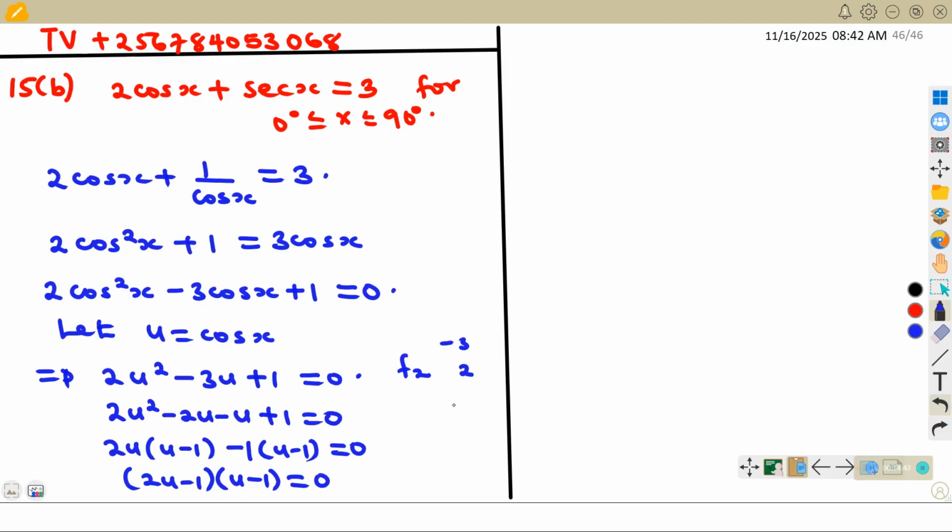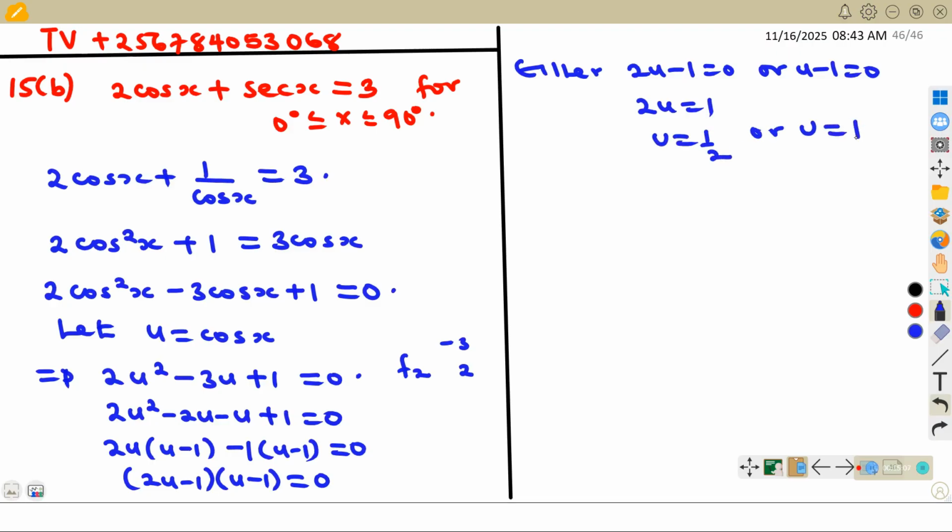So for that case, it implies that either 2u minus 1 is equal to 0, or u minus 1 is equal to 0. And this will give us 2u, which is equal to 1, and u will be a half. And likewise, u will be equal to 1. So from here, we have u as that. So we shall now consider each of the values of u at once.